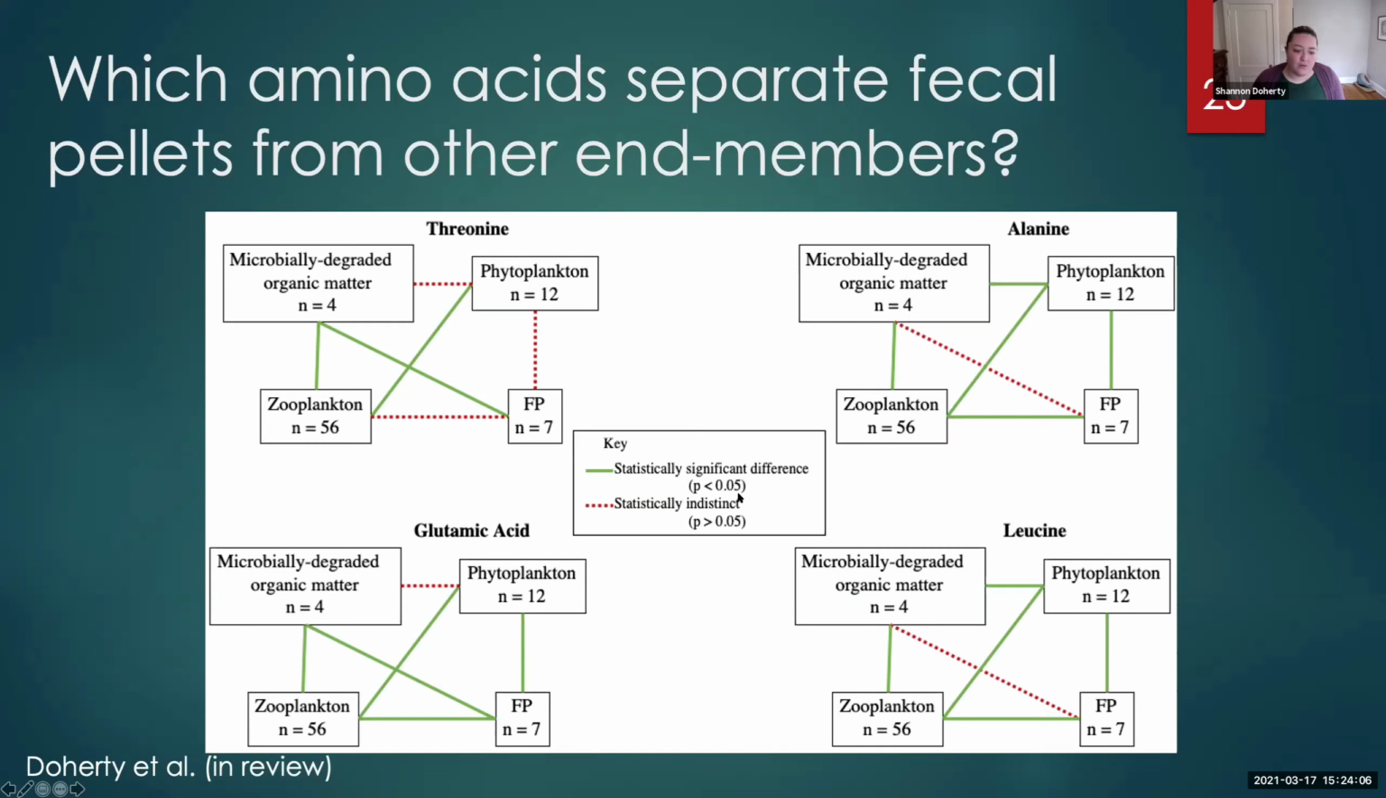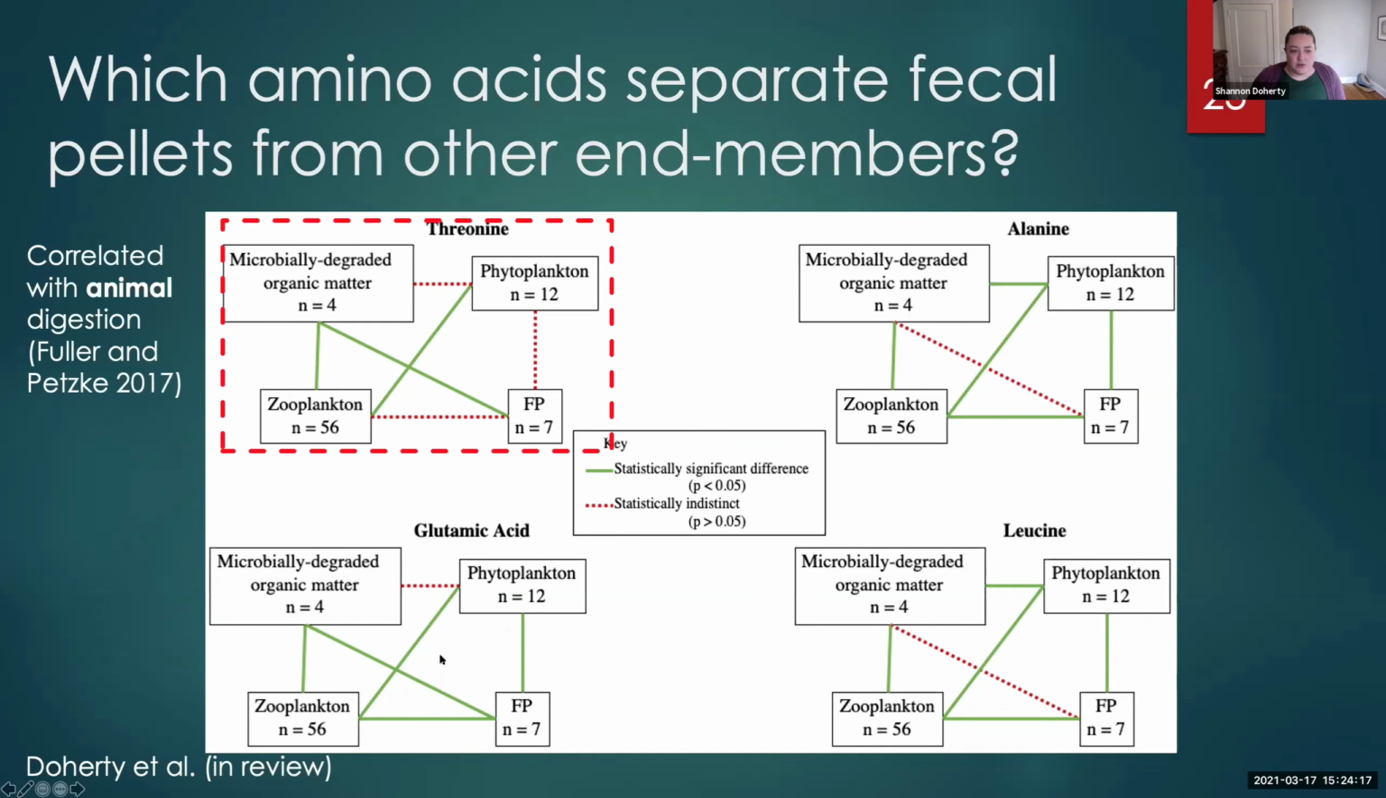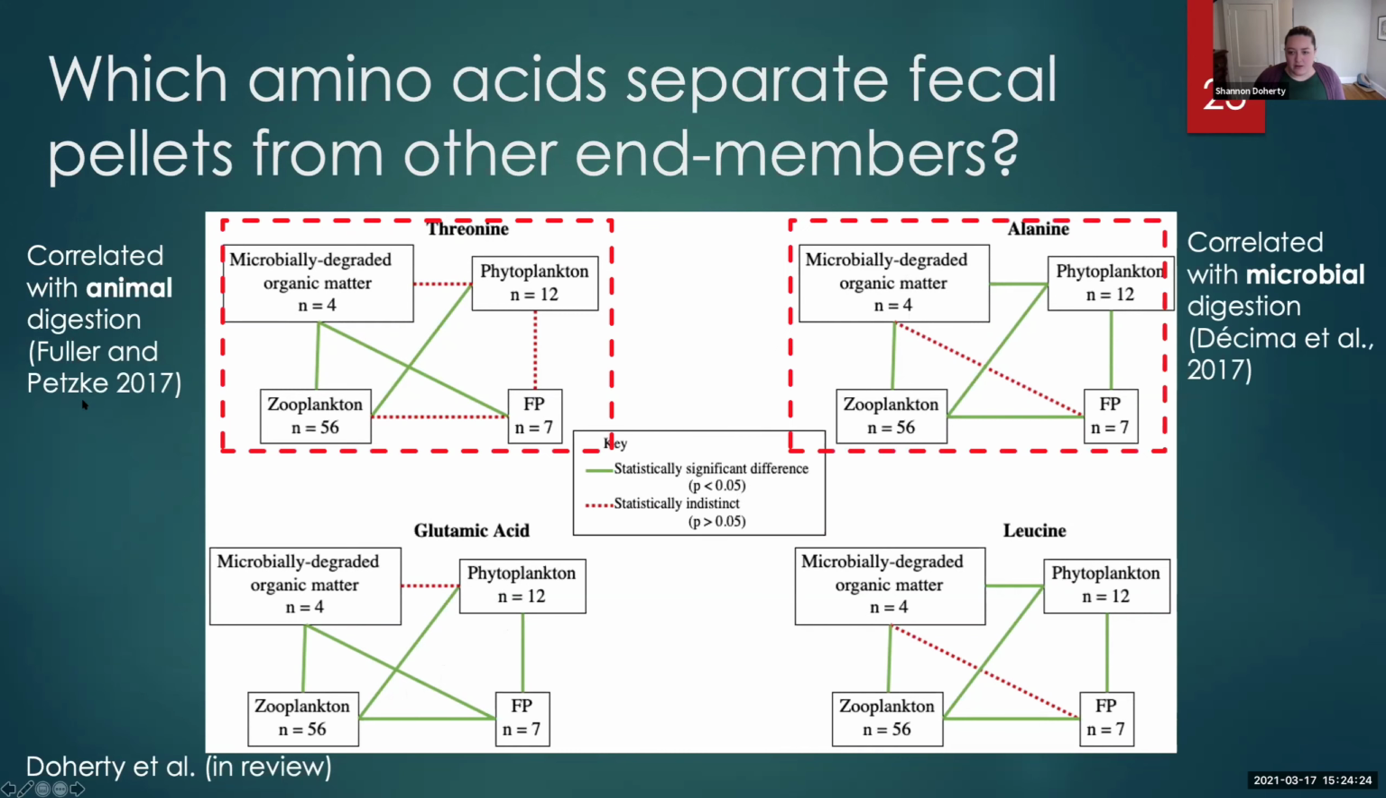Now, we could use all 4, but we have some suspicions that the zooplankton statistical result is due to a trophic fractionation effect that we know about. So we're going to choose threonine, which is really well established as correlated with animal digestion. And on the right-hand side, we're similarly going to pick alanine, which is really well established as correlated with microbial digestion. And we're not quite sure what the underlying reason is that the leucine was capable of separating them.